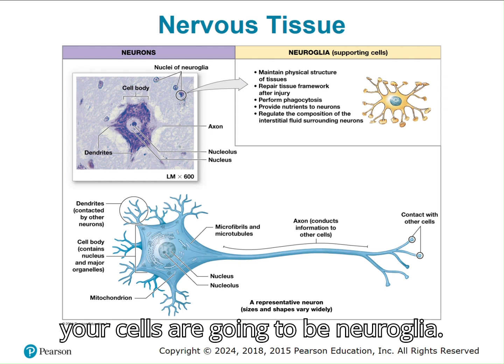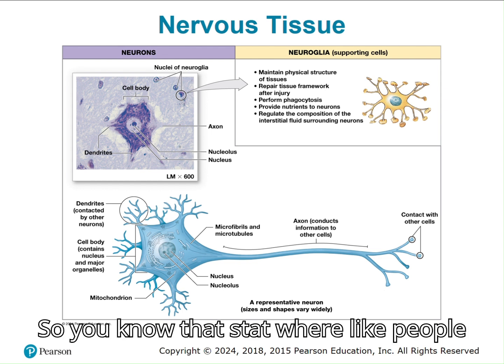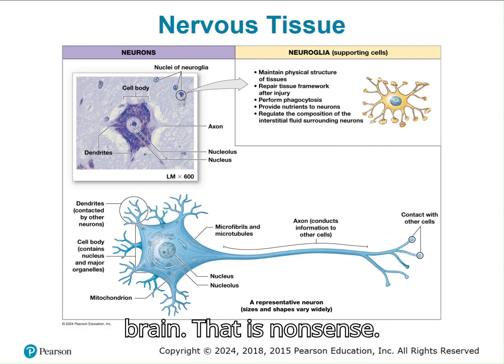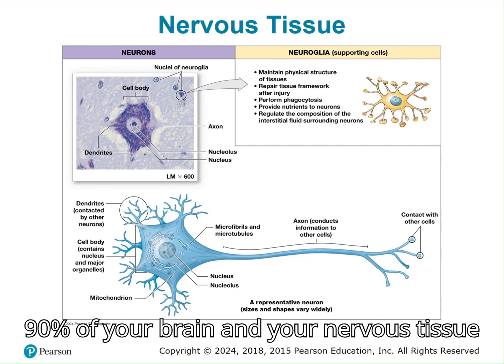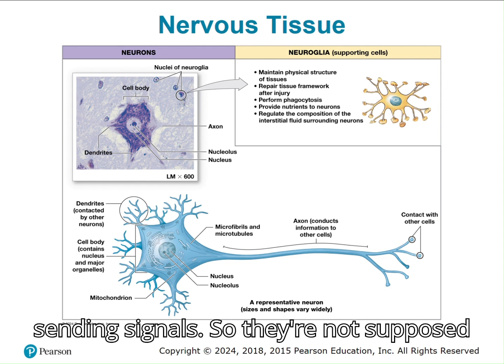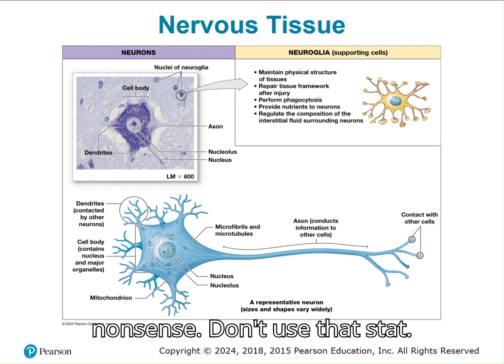90% of your cells are going to be neuroglia. So, you know, that stat where like people are saying, you only use 10% of your brain. That is nonsense. 90% of your brain and your nervous tissue is actually going to be neuroglia, and they're not actively supposed to be sending signals. So they're not supposed to be doing that anyway. So that is nonsense. Don't use that stat.